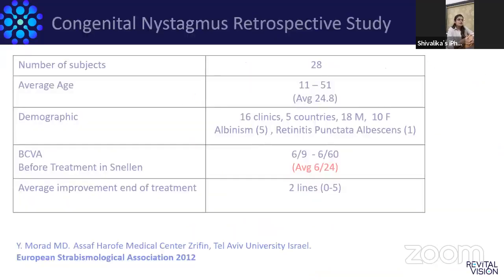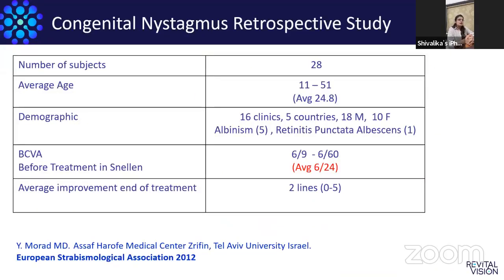This is an important study. It was a congenital nystagmus retrospective study done with Revital Vision. Why I'm specifically talking about congenital nystagmus is that this is one of the groups which we might have come across as optometrists, where we usually have very few treatment options. It's either yoke prisms to take care of their head postures, or glasses to help them reach the maximum potential of their vision, and any kind of low vision devices to help them have a better quality of life. So for congenital nystagmus, there's no other option available.